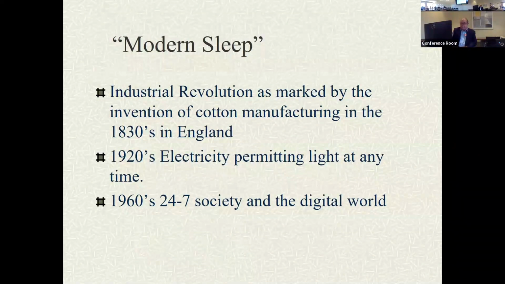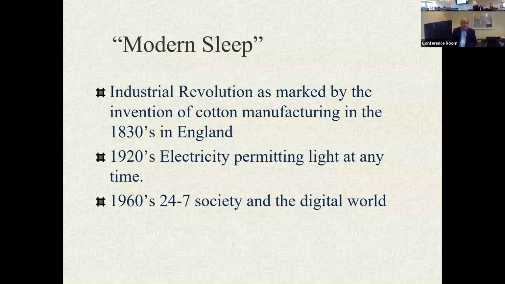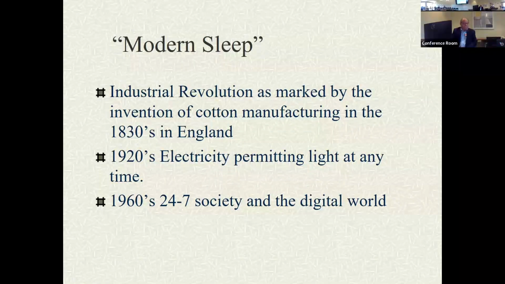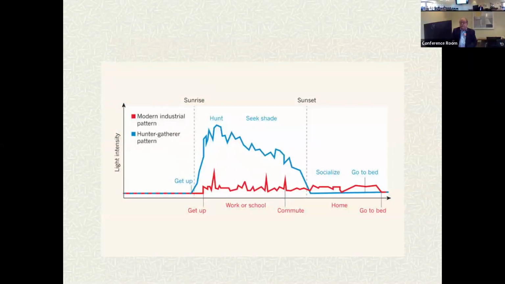The modern industrial revolution is marked by the invention of cotton manufacturing, and electricity permitting light at any time. And now we have a 24/7 society. When I was growing up, you didn't do any banking after 5 o'clock. Here's what happens if you have a hunter-gatherer pattern versus a modern day industrial pattern, you know, sleep rule.